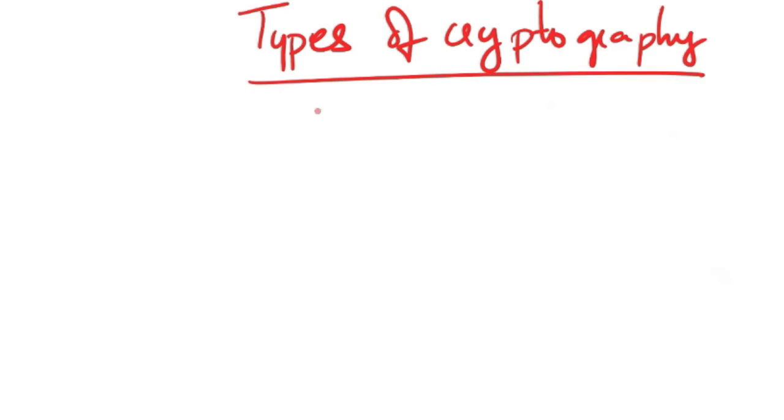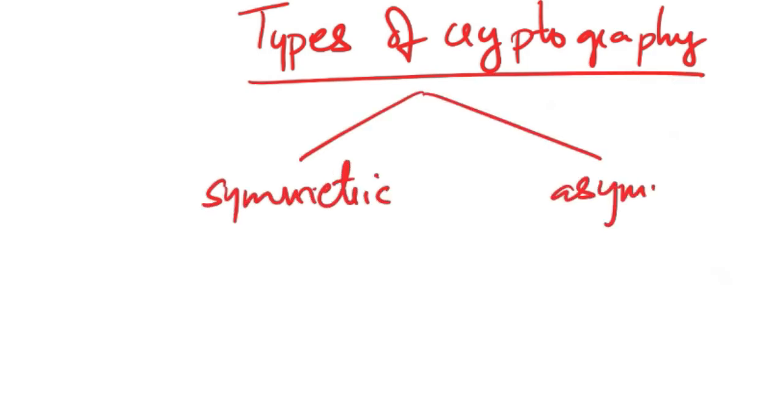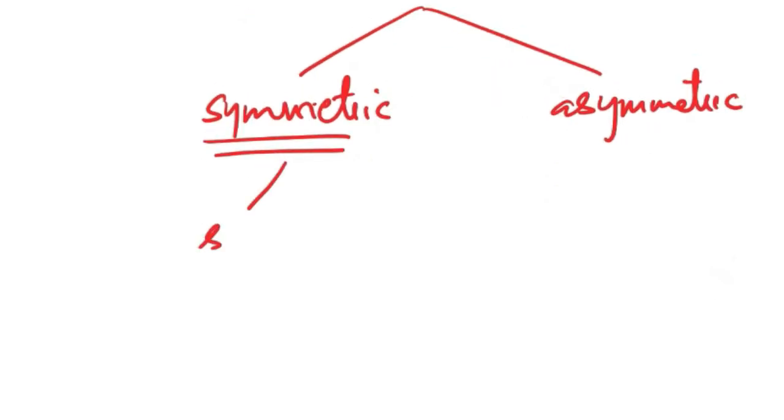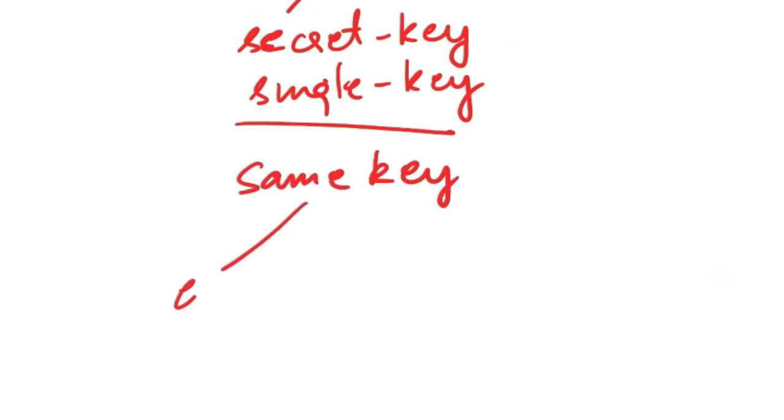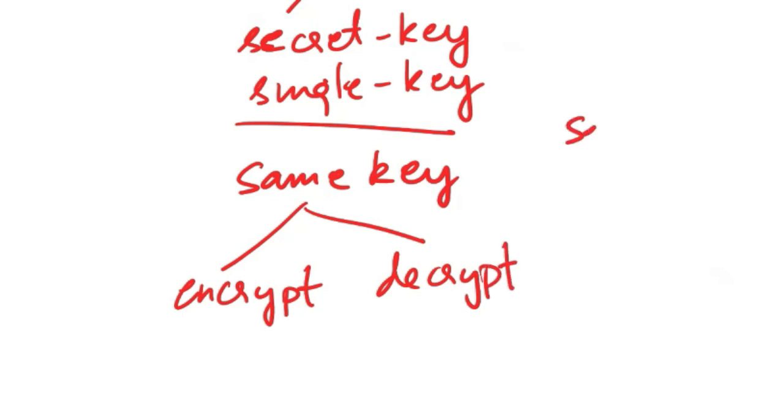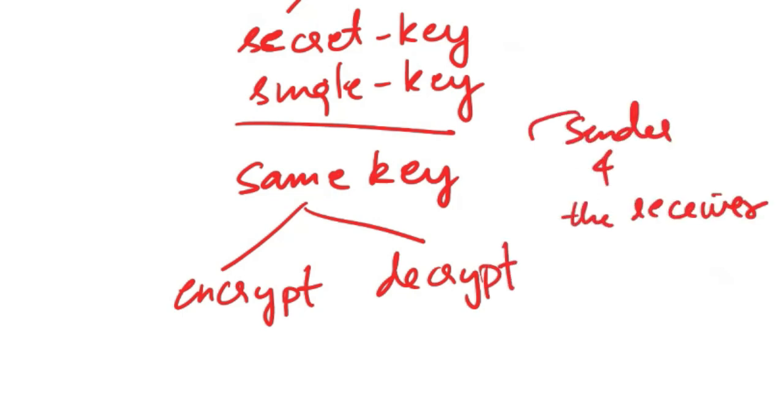Now let's look at the types of cryptography. There are two different main types, that is symmetric and asymmetric cryptography. First, let's talk about symmetric cryptography. This is also known as secret key cryptography or single key cryptography. This is a cryptographic method that uses the same key for both encryption and decryption of data. In this, the sender and the receiver share a secret key, which they use to both encrypt and decrypt messages.